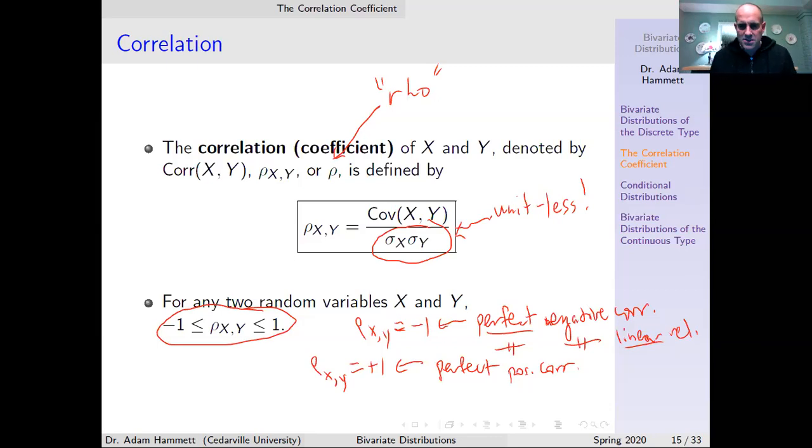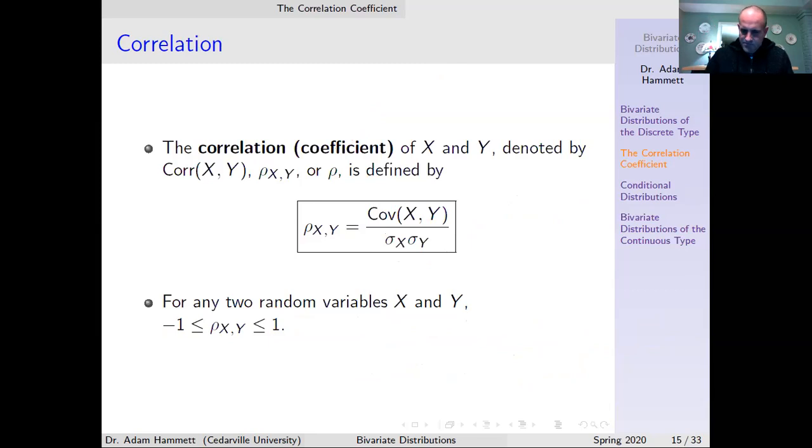Sometimes you will see things like in a scatter plot, and you'll have a trend line, and the degree to which that trend line actually stays close to the data is the degree to which we have correlation. Okay. All right. Moving on.